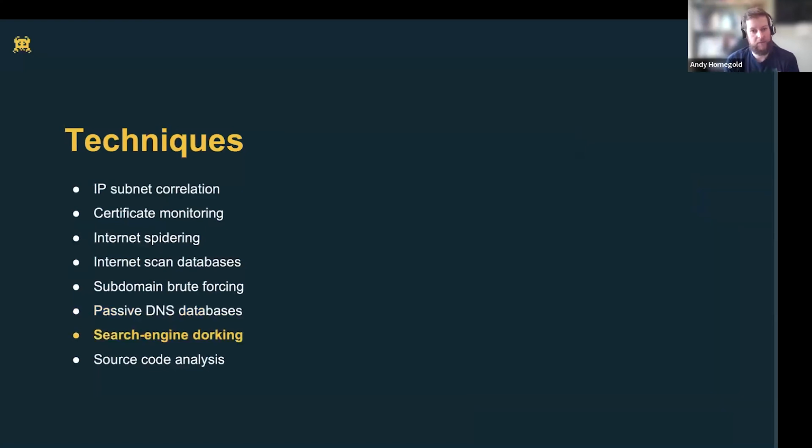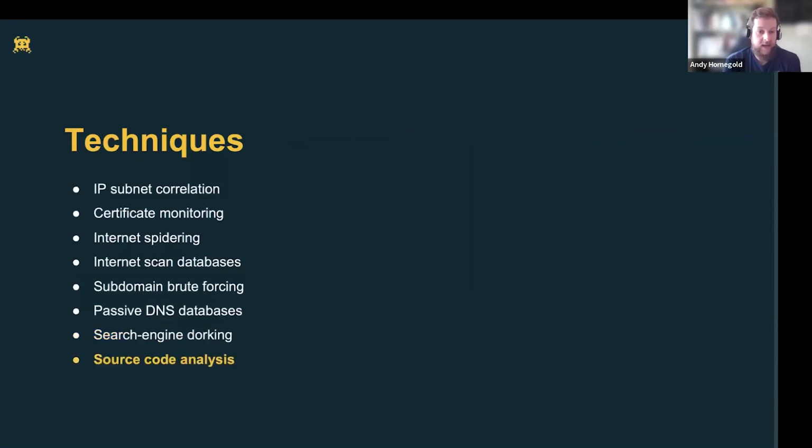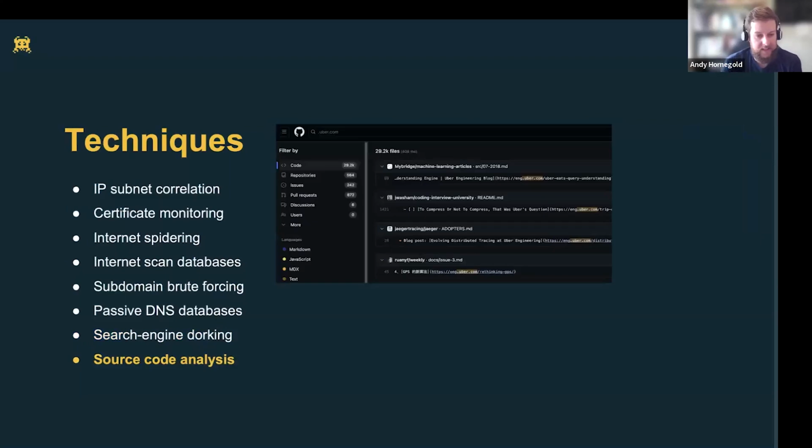The final two that I'm going to quickly gloss over: search engine dorking, something that we've probably all tried to do once in a while. In Google, for example, you can use keywords like inurl:uber.com. That will give me a list of every URL which includes uber.com, but then I can start to remove the most common ones that I know about. So I can use this -site qualifier and remove www.uber.com, and I can start to find weirder and more interesting subdomains as a result.